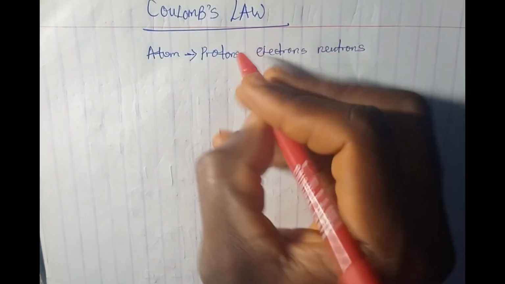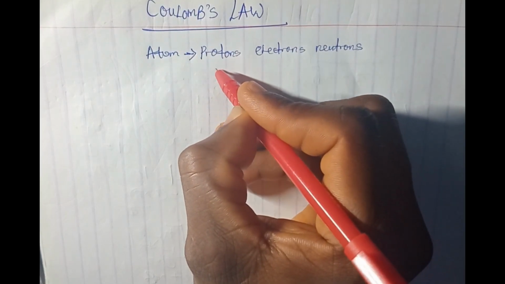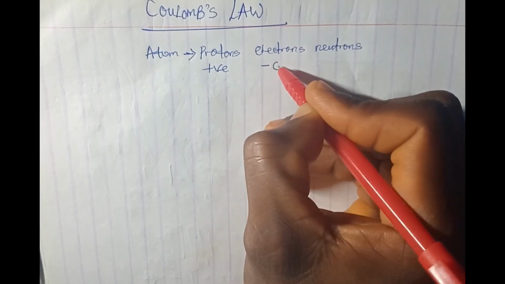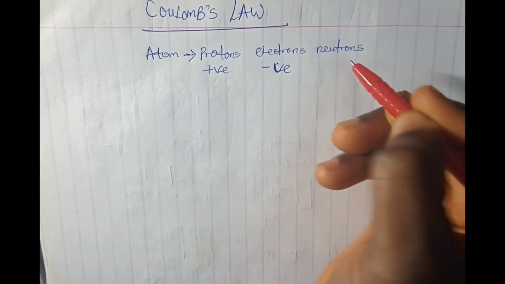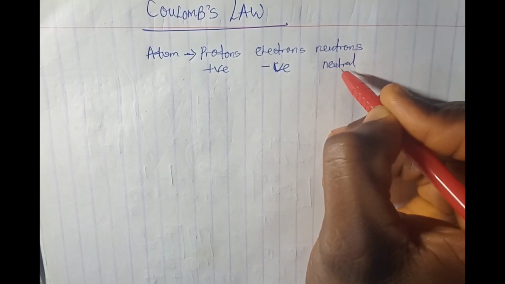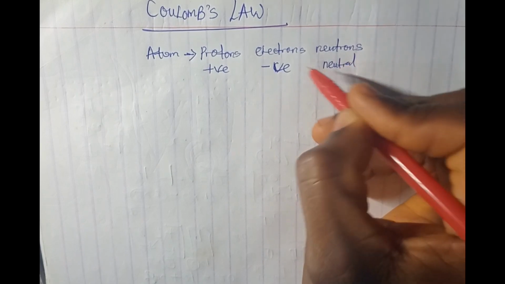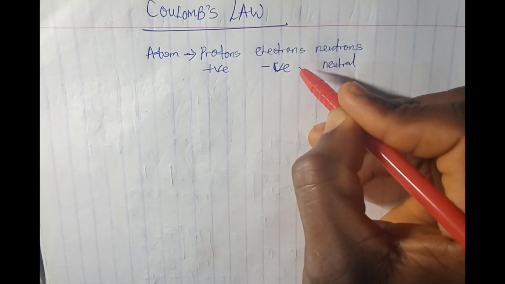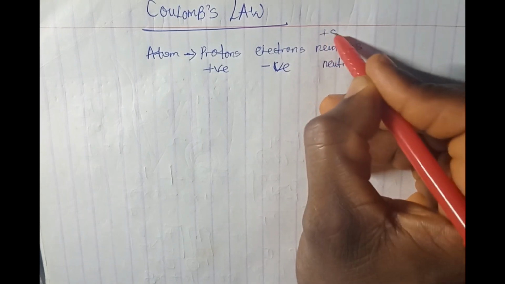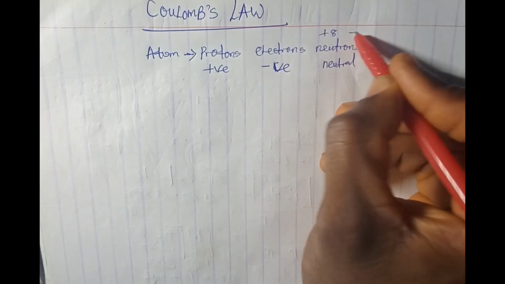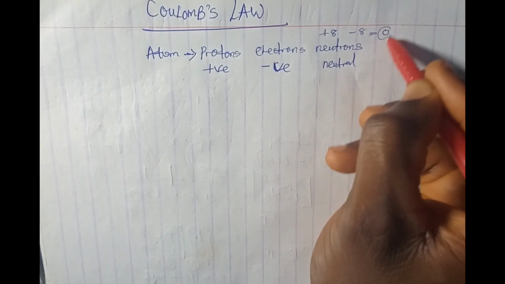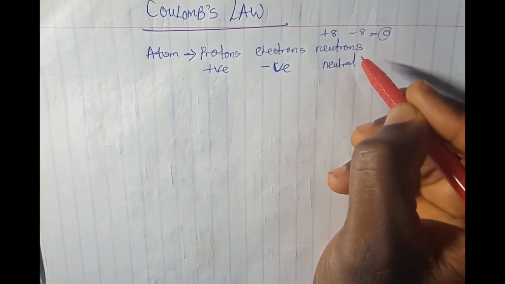Is that clear? Now, these protons, according to the charges, they are what? Positively charged. These electrons are negatively charged. And the neutrons are neutral. What does it mean that something is neutral? It means that the number of protons balances the number of electrons. So if the number of protons is 8, that's plus 8, and the number of electrons is minus 8. Plus 8 minus 8 would definitely give us 0. So it means that thing is neutral. It has no charge. Does it make sense?